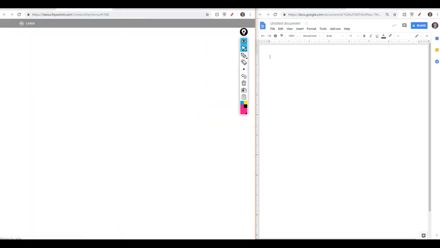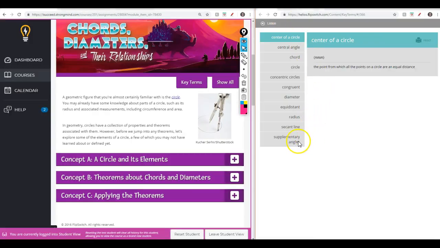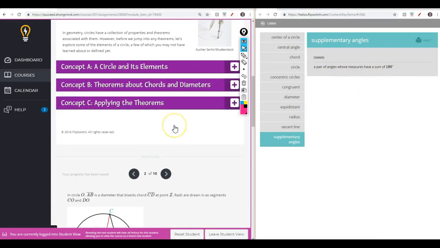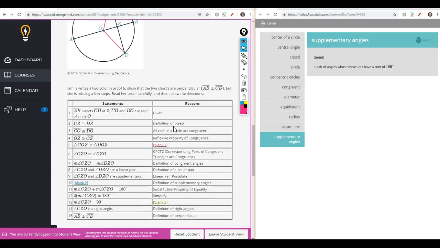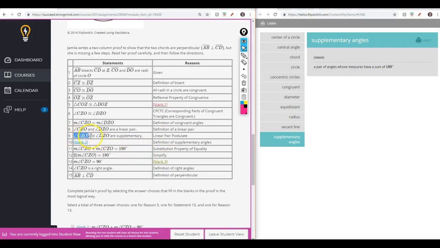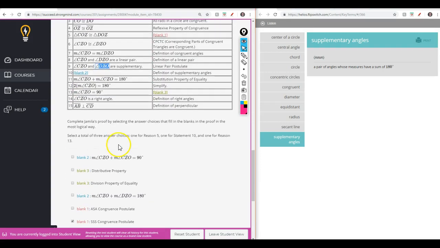If I didn't know that, I would open up the key terms again and look for supplementary angles. A pair of angles who have a measure that have a sum of 180 degrees. So I would be looking for this angle and this angle being added together to equal 180 degrees. And that's how I used the previous statement and its key term. So for blank 2, I'm looking for CZO plus DZO is equal to 180 degrees. Its sum adds up to 180 degrees. That is the definition of supplementary angles.